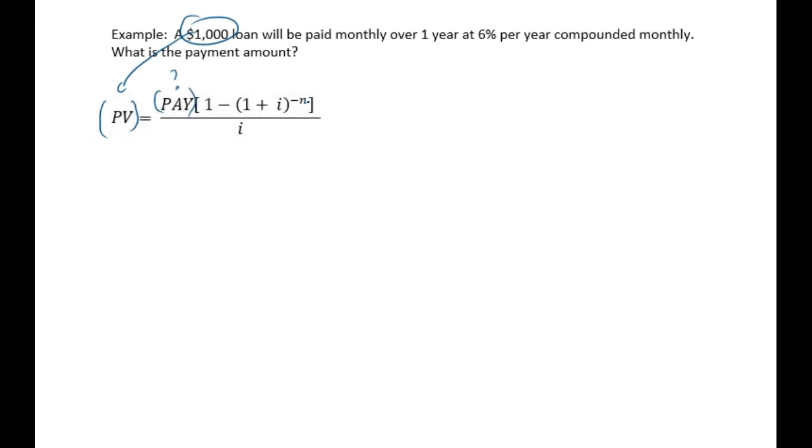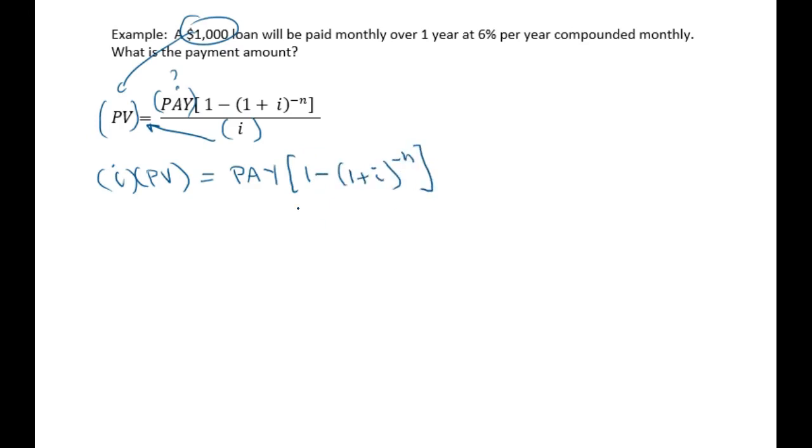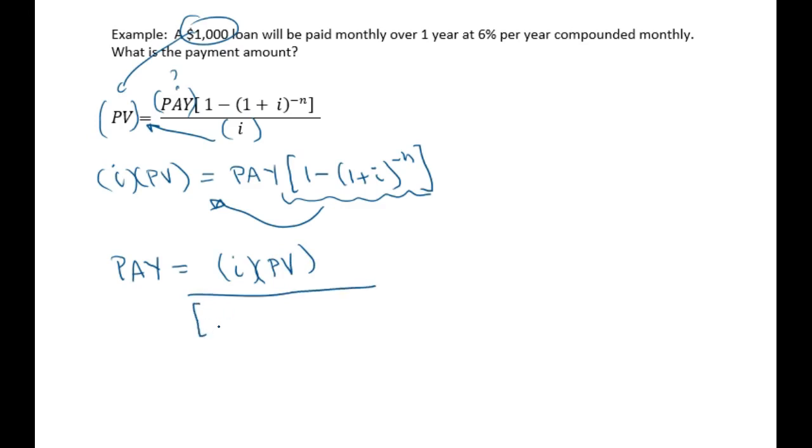So we do have to do some manipulation with our formula. I'm going to first bring i to the other side. So i times present value is equal to our payments multiplied by our bracket. And then we can bring this bracket to the other side as a divide to get a manipulated formula where our payments are i times present value divided by this bracket.